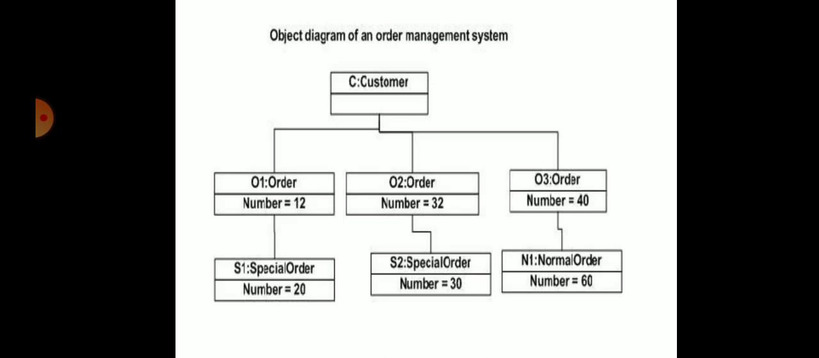Next, a sample of an object diagram for the order management system. Here we see that in a class diagram we only declare the class, but in an object diagram we declare the object of a class. How to declare it? Object of a class, colon, and customer name. The other change in an object diagram is that in a class diagram we write only the attribute name, colon, and its data type, but here we write the name of the attribute and it is equal to its value.